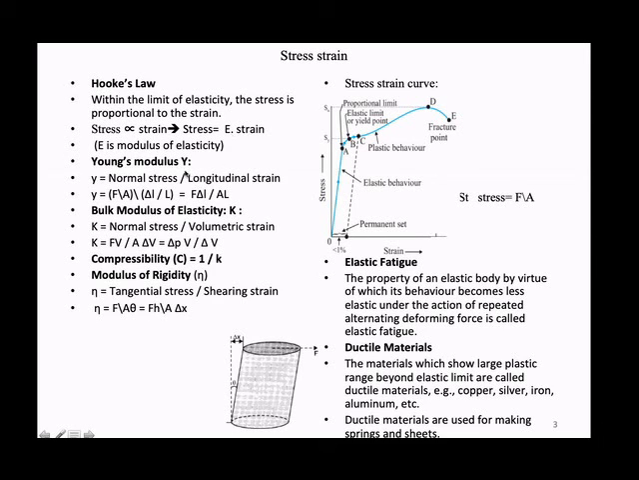So this E, if it is length, is called Young's modulus. If it is volume, it is called bulk modulus. If it is rigidity, it is called modulus of rigidity. So how is Young's modulus defined? Normal stress by longitudinal strain. We have said delta L by L is longitudinal strain. So normal stress is force by area divided by delta L by L. That means F into L by A delta L. Okay.